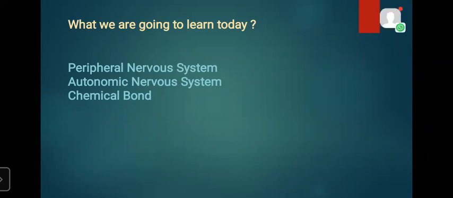Now today, we are going to learn about the peripheral nervous system, the autonomic nervous system, and chemical control. All these three things we are going to learn. So what is the peripheral nervous system?